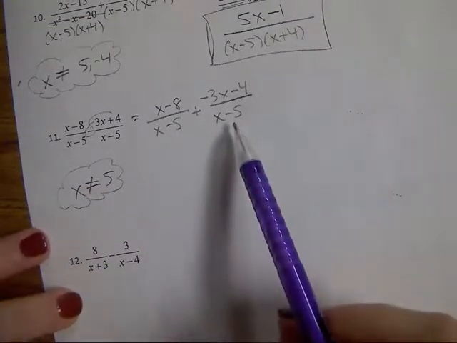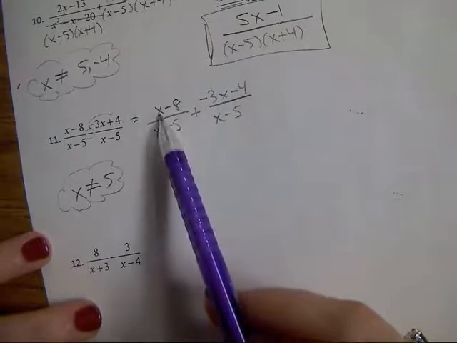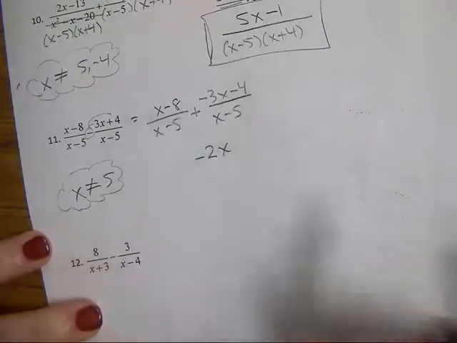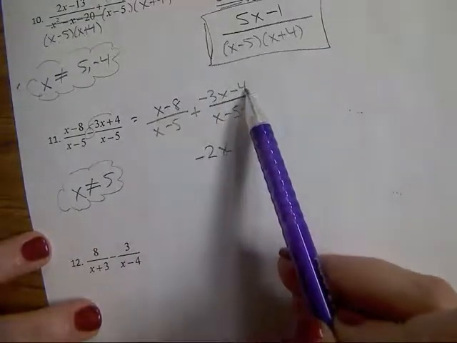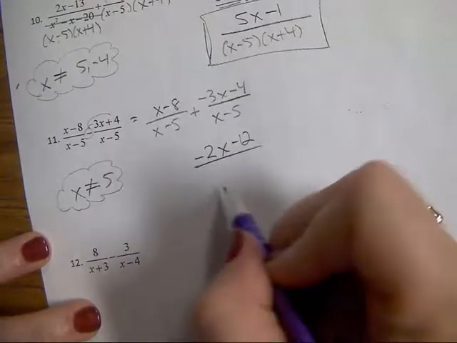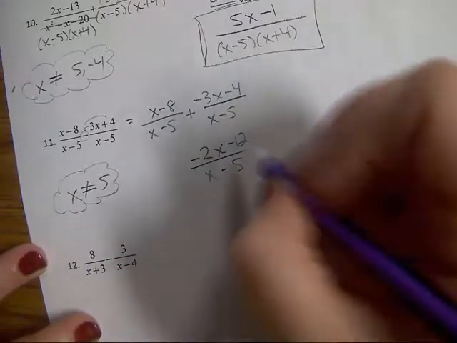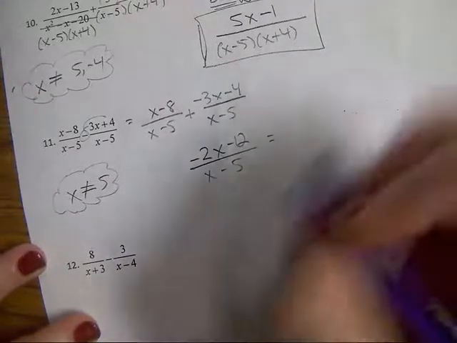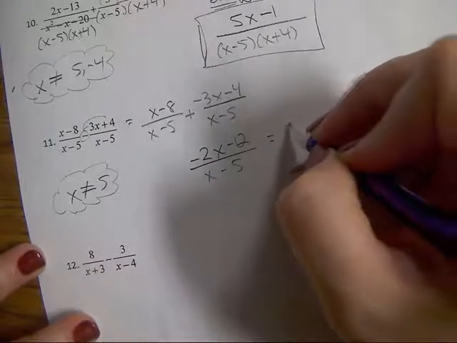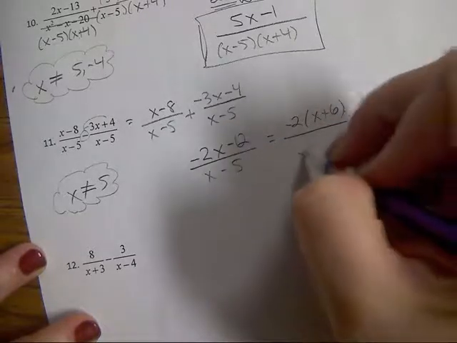Since they're the same, I can also just go ahead and combine like terms across the top. So here we go. x minus 3x is equal to negative 2x. Negative 8 minus 4 gives me negative 12. And this is all over x minus 5. So my top, I can factor out a 2. So if I take 2 out, or negative 2 even, I'm left with x plus 6 over x minus 5.